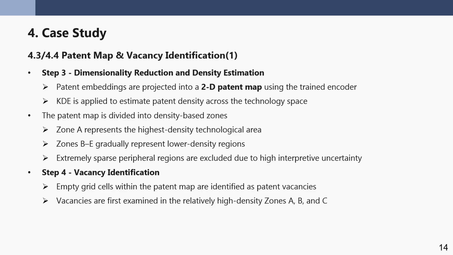In step 4, empty grid cells are identified as patent vacancies. The study first focused on zone A, B, and C because these relatively high density regions are considered more reliable for identifying potential technology opportunities.